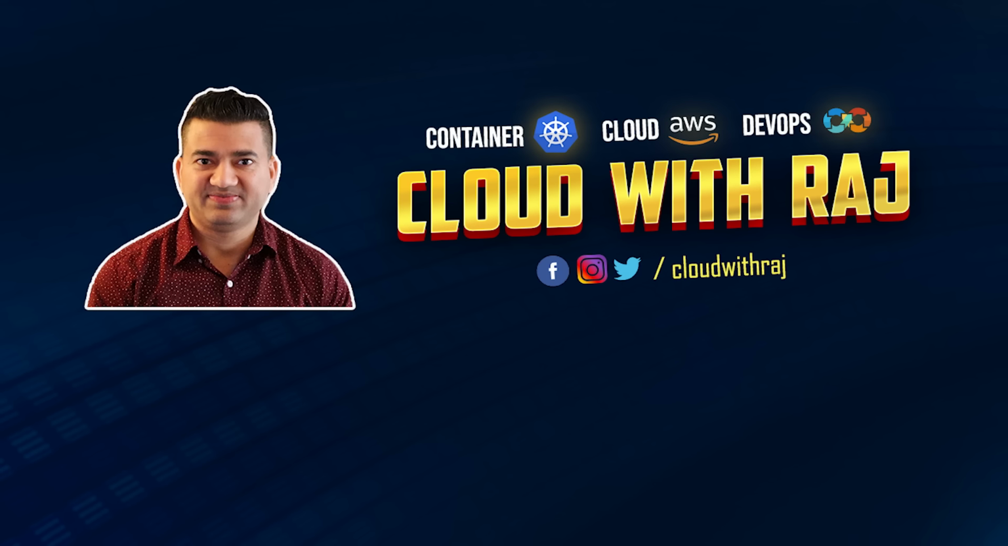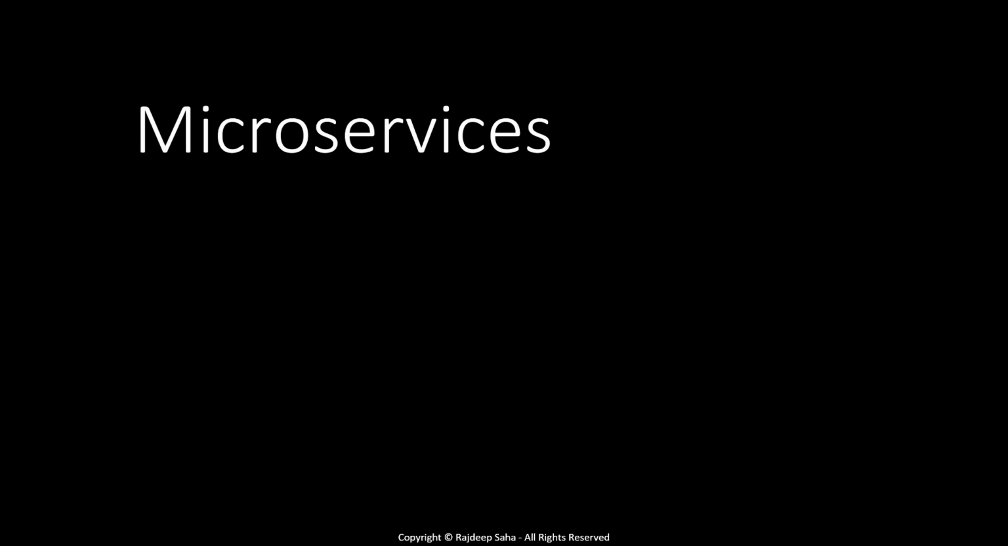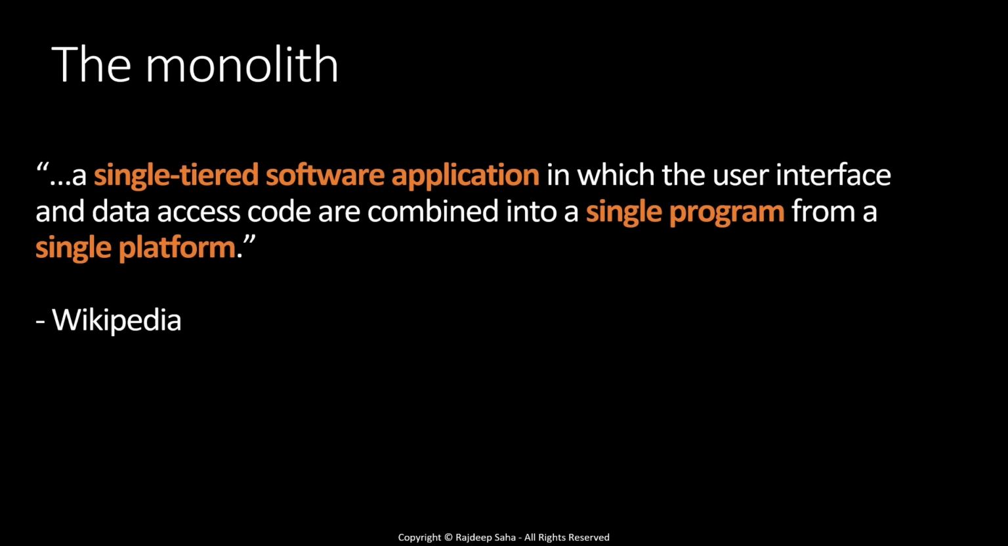Alright, let's get started. Before we learn about microservices, let's take a look at the elephant in the room, the monolith. Monolith is a single-tiered software application in which the user interface and data access code are combined into a single program from a single platform. Some examples of monolith are a single Java jar file which handles business logic for different areas of your project, or a COBOL program handling different functionalities.